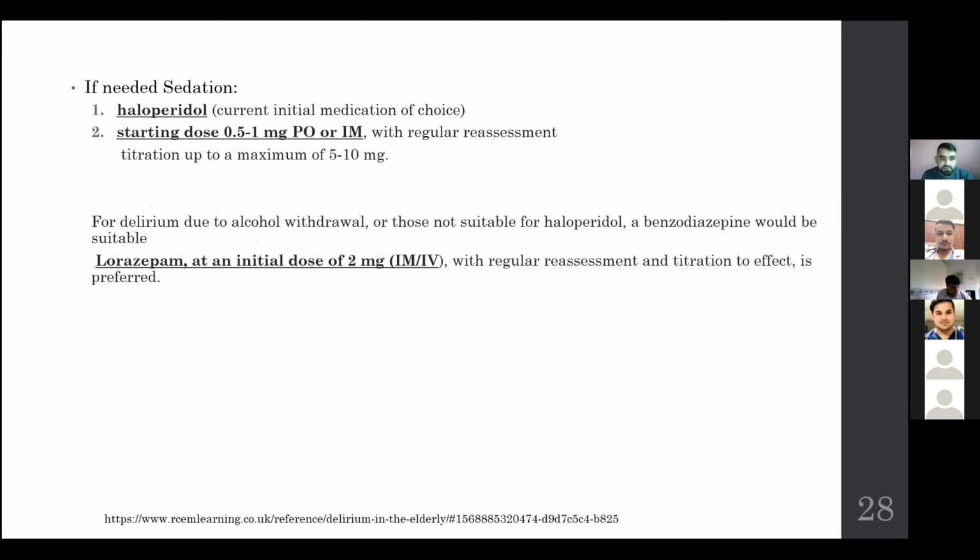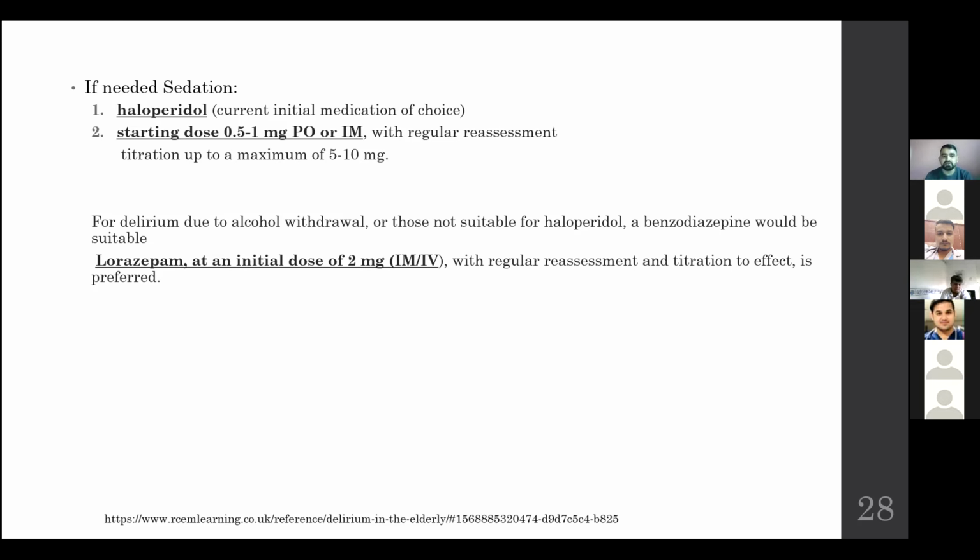If needed, sedation is mostly required in the hyperactive subtype of delirium, where the patient is very agitated and aggressive, and sedation may be required to carry out essential investigation or treatment, to prevent the patient endangering themselves or others, and to relieve distress in a highly agitated or hallucinating patient. Sedation is required. So if sedation is needed, the initial medication of choice is haloperidol.